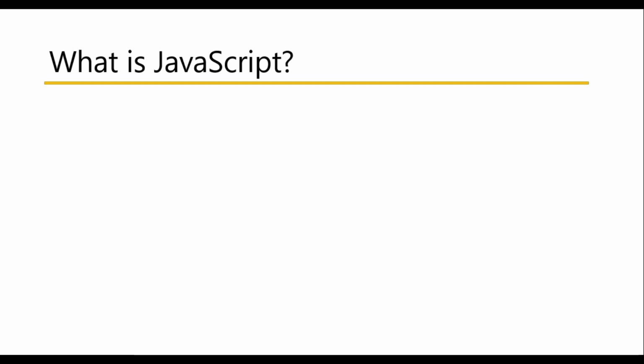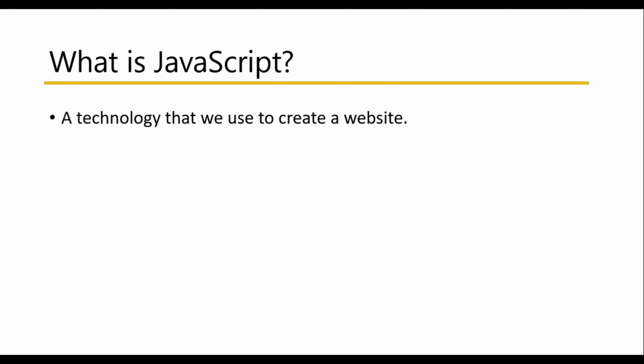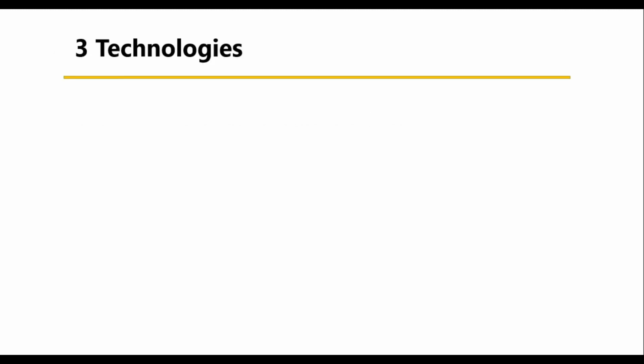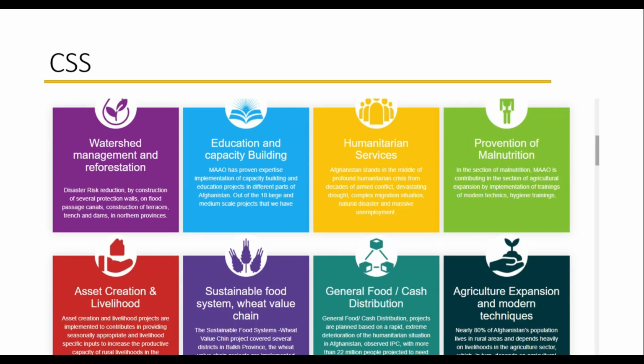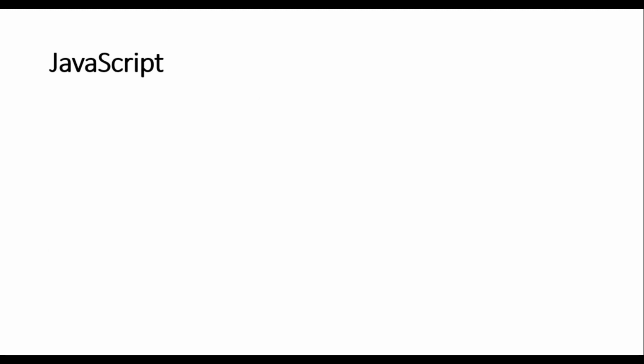So now what's JavaScript? JavaScript is a technology that we use to create a website. For creating a website, we need three technologies. So the first one is HTML, CSS, and JavaScript. So HTML is used for creating simple text, images, and forms. But CSS will add style into your web page, like colors, positions of elements, animation, and so on. And JavaScript is used to add some functionality into your button and your form.